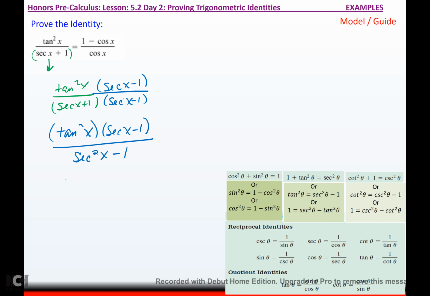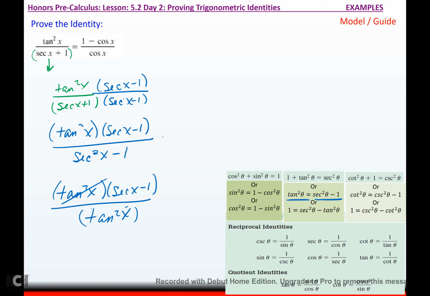Secant squared x minus 1 can be replaced with tangent squared. So this becomes tan squared x times secant x minus 1 over tan squared x. Which then these two will cancel, and that gives me secant x minus 1, which is not what the other side is.